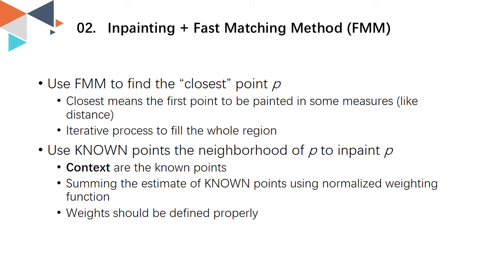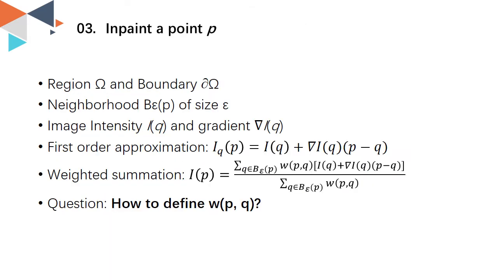So the contexts here are actually the known points, and we use a normalized weighting function to estimate that point value. So the weights should be defined properly. Here are some definitions we should pay attention to: the region, boundary, neighborhood, the intensity of a point Q and its gradient. And we use a first order approximation to calculate the value of P in the Q's direction, and we use a weighted summation to calculate the whole value.